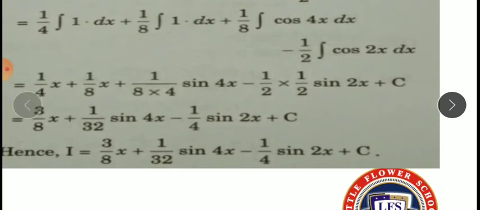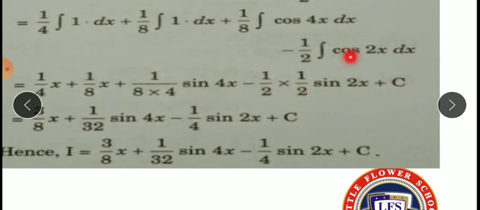That is equal to 1 upon 4 integration 1 is x plus 1 upon 8. Again integration 1 is x plus 1 upon 8 into 4 sin 4x integration cos 4x. 4x is considered as t, substitution method. After integration we are getting here 1 upon 8 into 4 sin 4x minus 1 upon 2 into 1 upon 2.